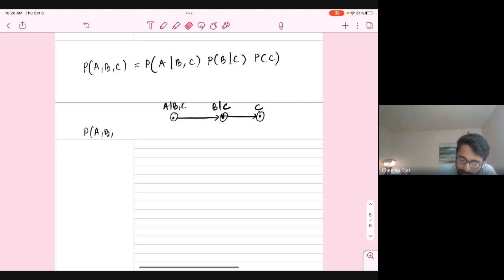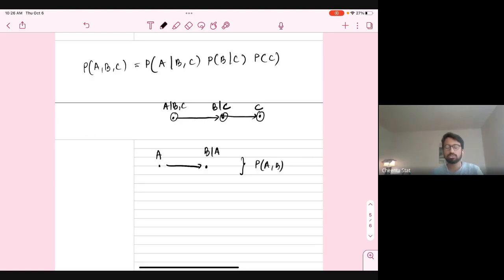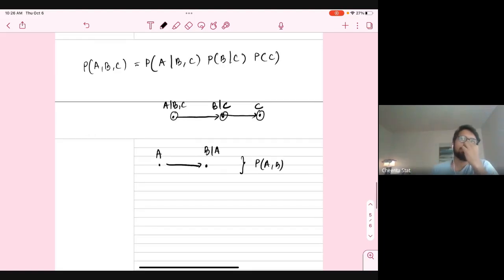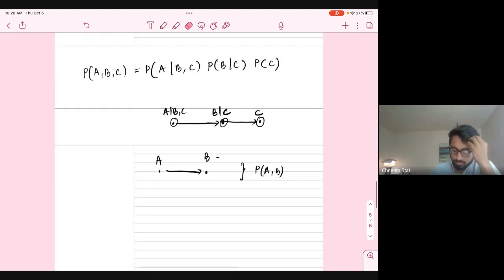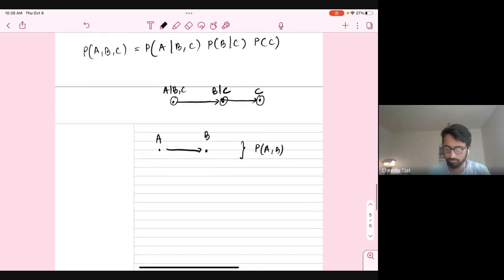Or the basic simple example is this: a and then b given a. If you multiply this, this is nothing but the joint probability of a and b. So the joint distribution consists of two pairs, a and b given a. That's how it factorizes. Okay. So it's b given a. This is nothing but b given a.